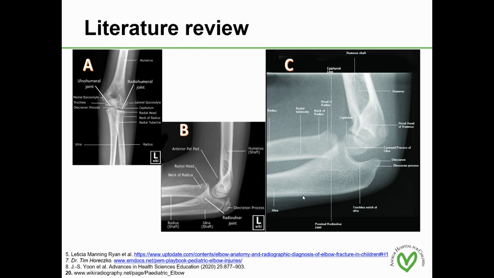So this image shows the anatomy of the children's elbow in the radiogram. A is the anatomy in the AP view, so we can see some special anatomy that we have to look for. B and C are the lateral view. There are also many points we have to look for in the X-ray in case of concern about a fracture. So we have to remember and know clearly all these points in the radiograph.